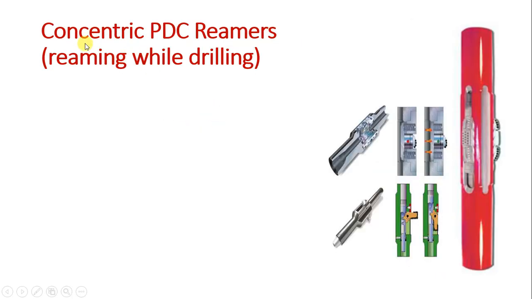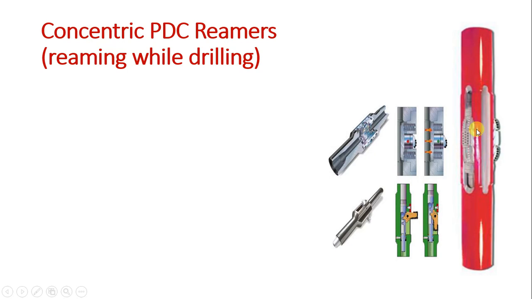Here is something also called concentric BDC reamers, or reaming while drilling. During drilling, the hole is not smooth and not drifted well. Sometimes you have big holes and tight holes. If we need a smooth hole, we have to add this component to the BHA, which is called concentric BDC reamers, as you see here.